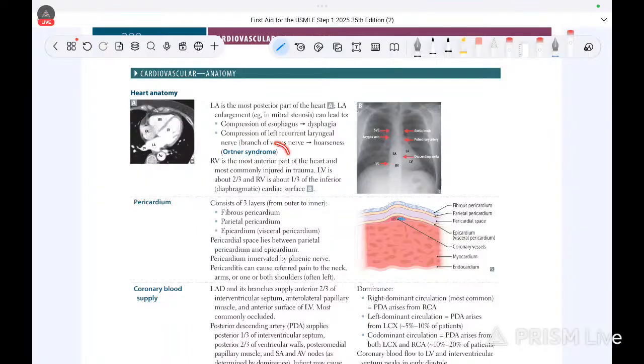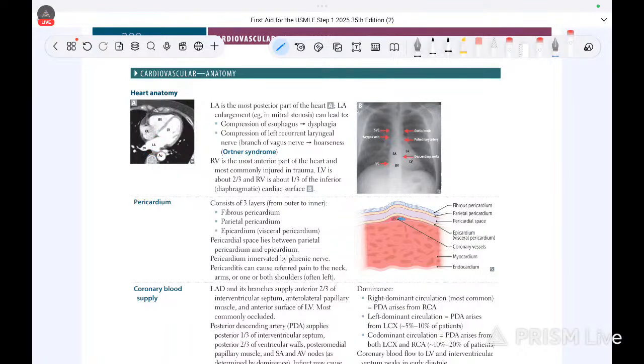So there is one syndrome called Ortner syndrome. It is important because, suppose the left atrium is enlarged. This is the left atrium, and it will lead to the compression of the esophagus. The left atrium is posteriorly placed, the esophagus is here. So what happens, it will compress it due to enlargement, there will be dysphagia.